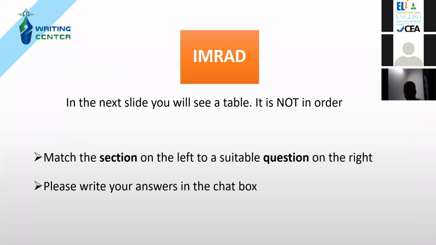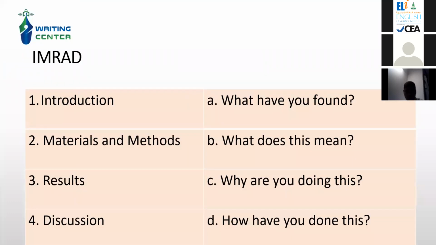Okay. In the next slide, you will see a table. It's not in order. Match the section on the left to the suitable question on the right, and please write your answers in the chat box. I'll move to that one soon. Here it is. As we said, I stands for introduction, M for materials and methods, R for results, A for and, and D for discussion. In your opinion, which one goes with which letter, answers which question on the second column? Please write in the chat box whatever you think.